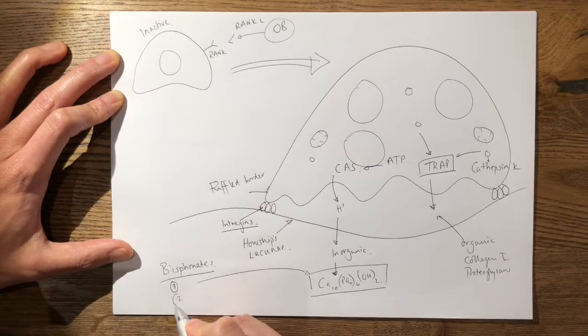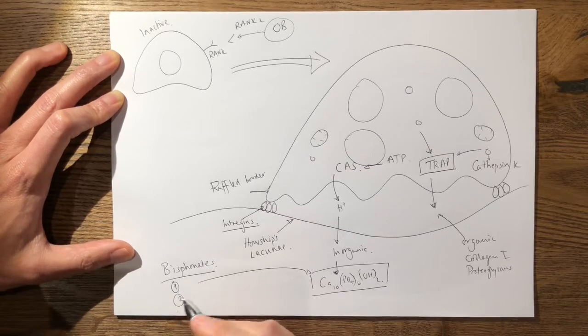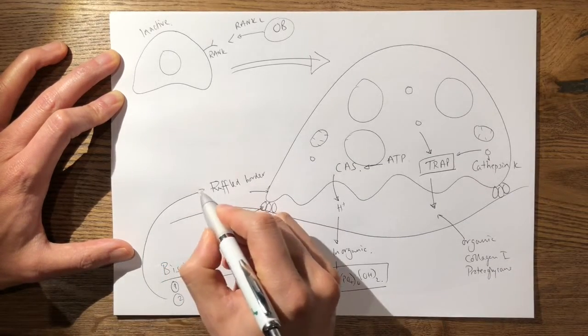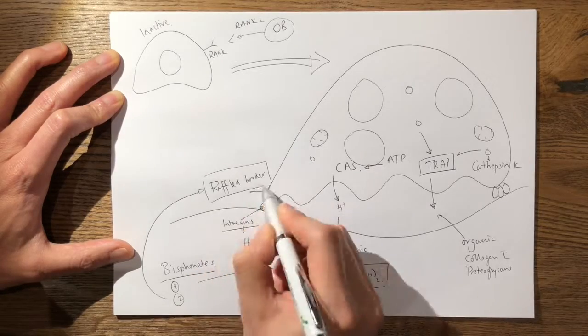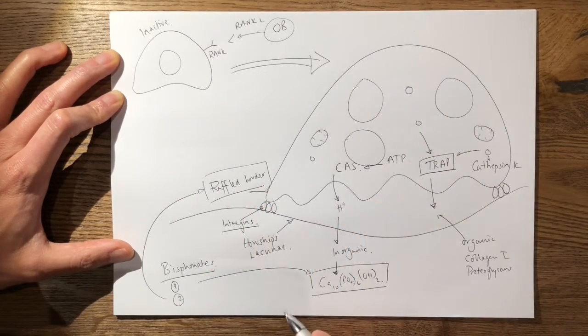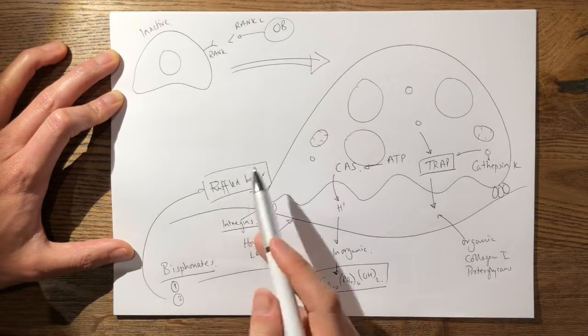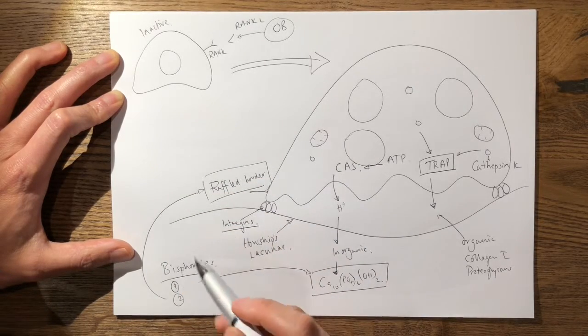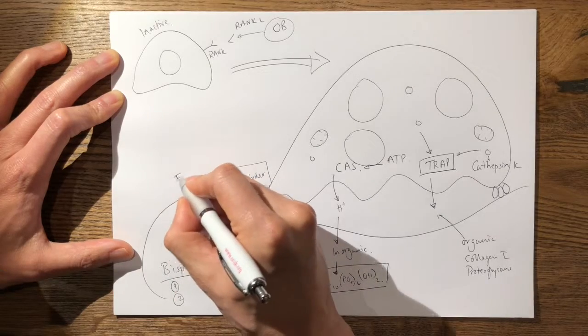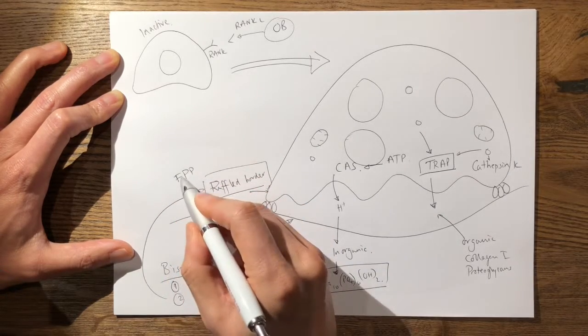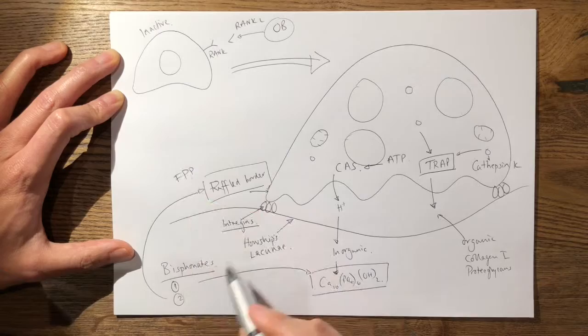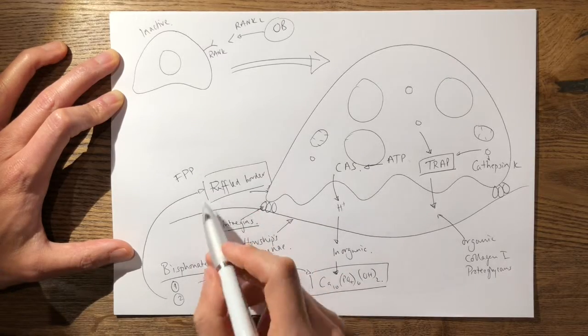The second function is that it prevents the formation of the ruffled border of the osteoclast and induces apoptosis. And it does this via the mevalonate pathway through inhibition of farnesyl pyrophosphate, which is essential for the formation of the ruffled border.